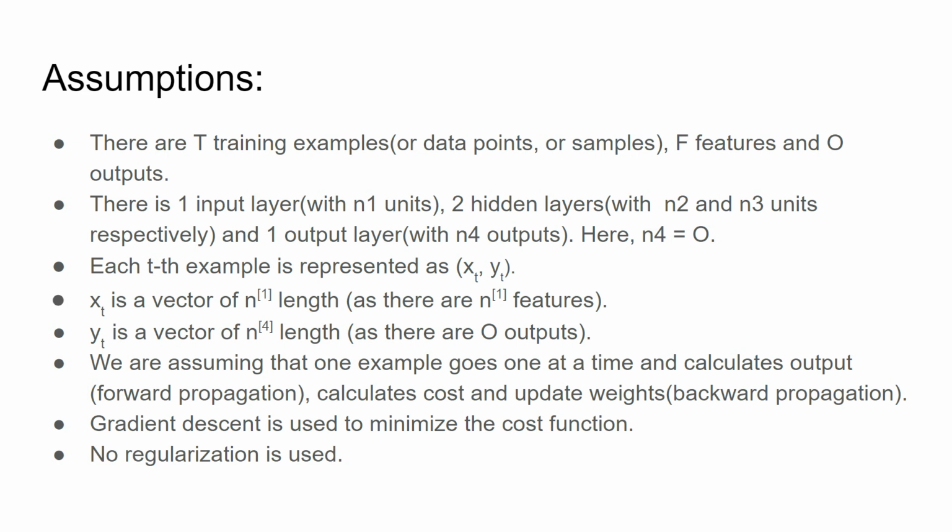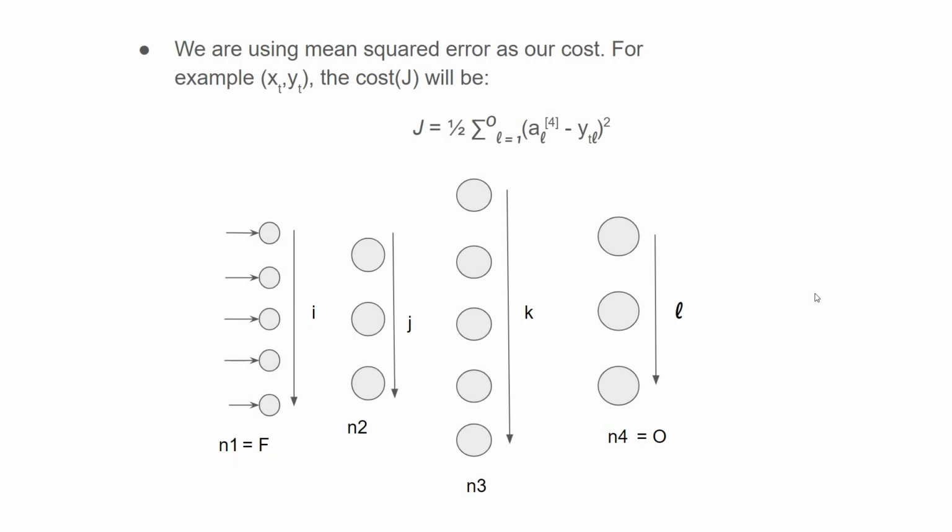Move to the next slide. We are using mean squared error as our cost. For example, (xt, yt), the cost J will be J equals 1/2 of summation over L equal to 1 to O of square of AL4 minus YTL. AL4 is the Lth output of the last layer and YTL is the Lth output of the Tth example.